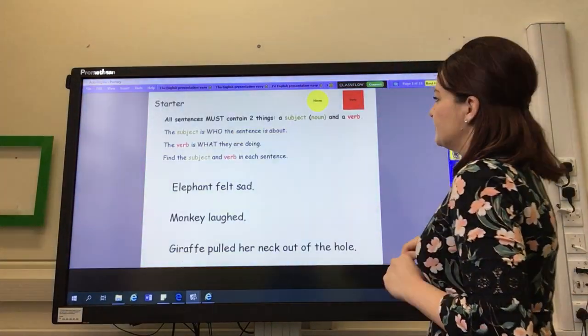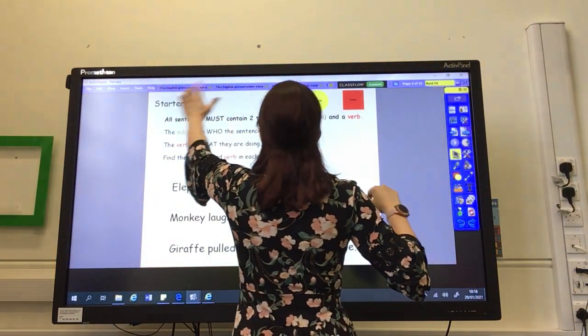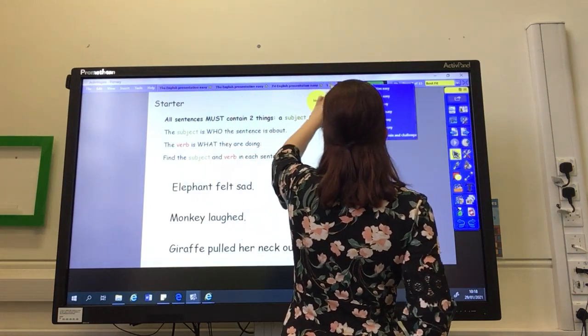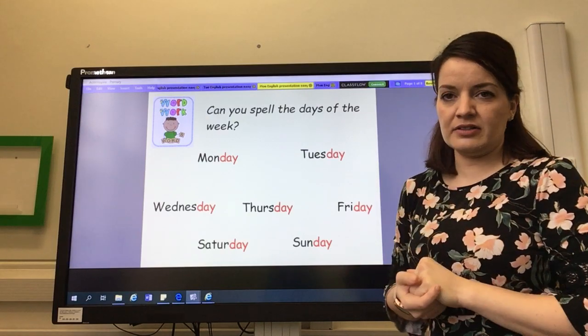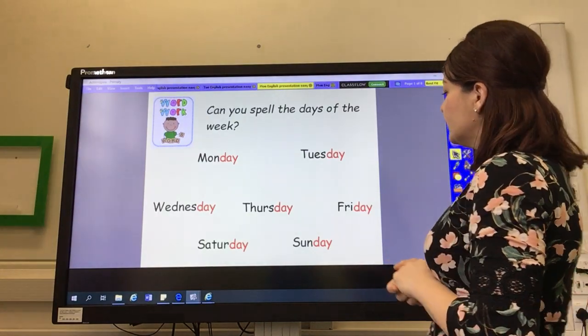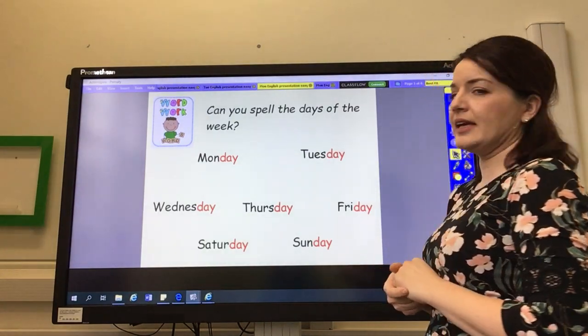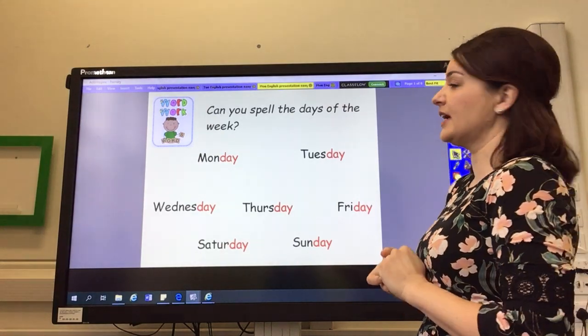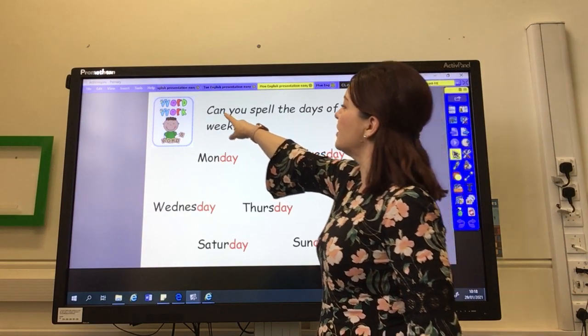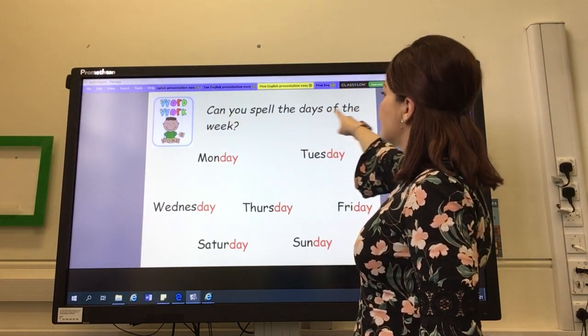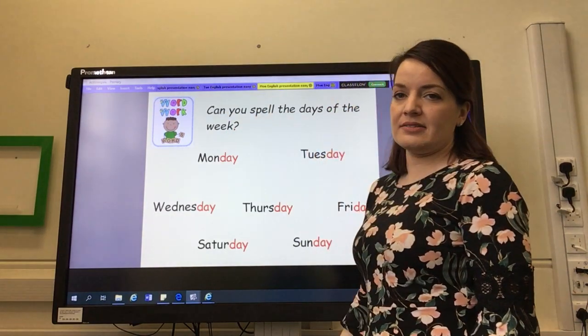Okay, so that's not the right one for us. We're going on to this flip chart now, because we are going to be like the connector in our starter each day this week, and we're going to do the same thing, but it's going to get a little bit trickier every day. So by the end of the week, I want the answer to this question: can you spell the days of the week to be yes?